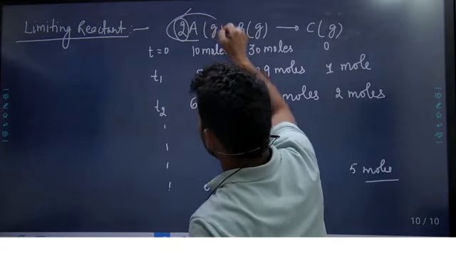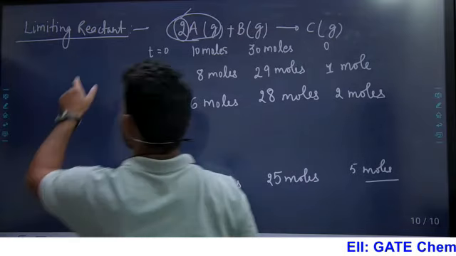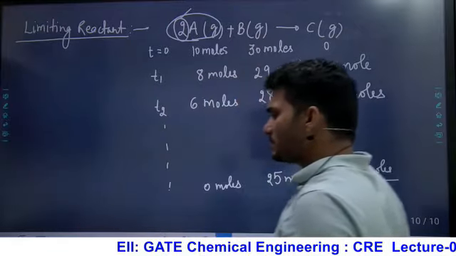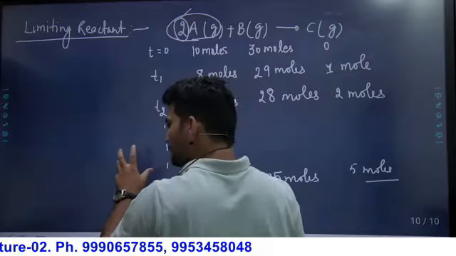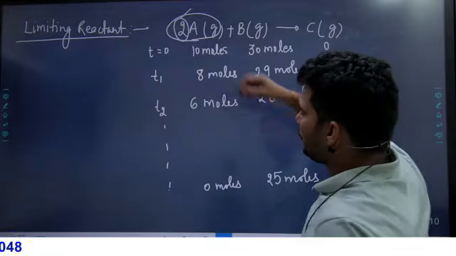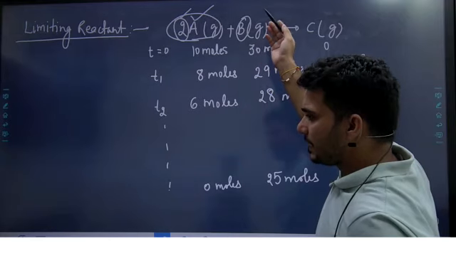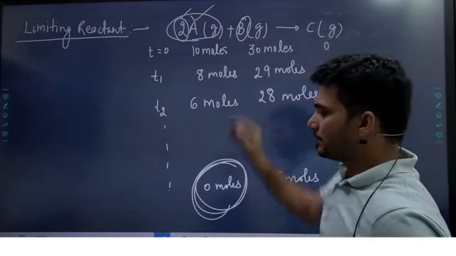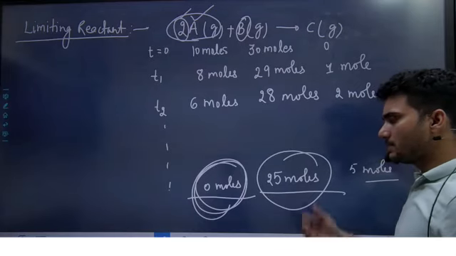That is called the limiting reactant. So here reactant A is the limiting reactant. You can write down the limiting reactant. Limiting means the reactant that is consumed first. Okay, that is called the limiting reactant. So A is the limiting reactant. B, I will say, is in excess, or it is the excess reactant. Why? Because A gets fully converted. After that, we have some moles of B, that is 25 moles.